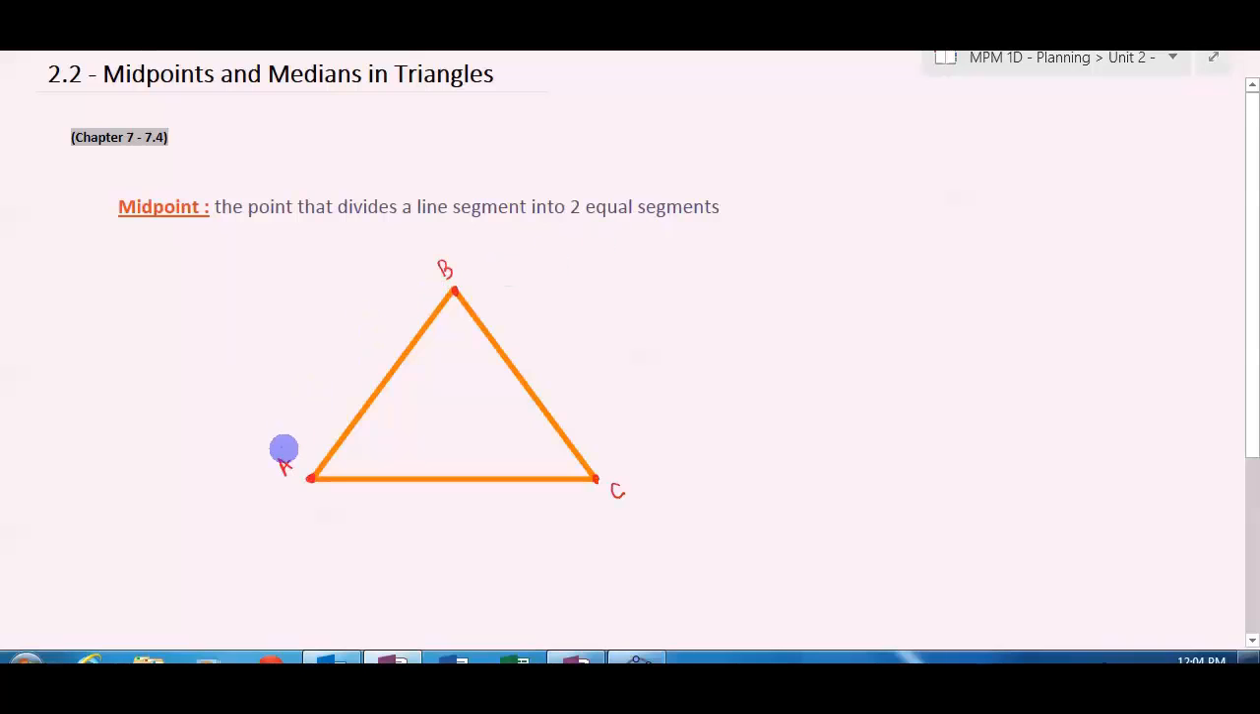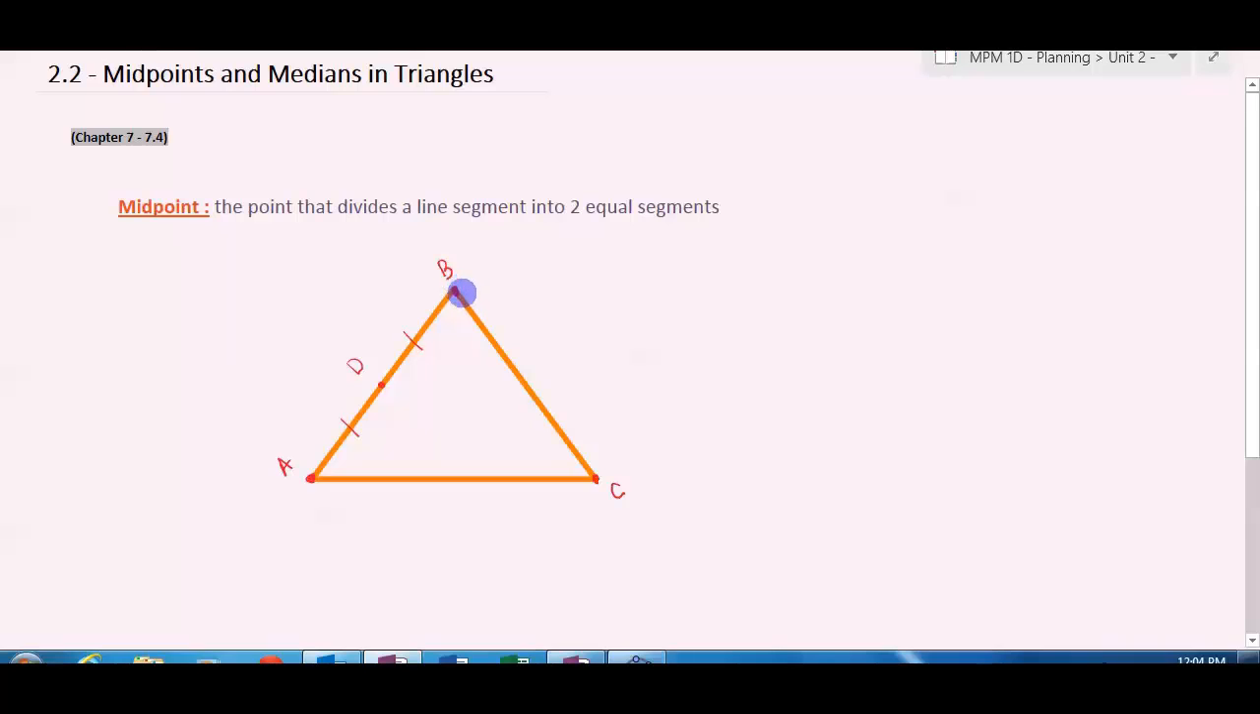So here I have a triangle ABC. If I were to find the first midpoint in the line segment AB, I'm going to have a point called D. Now, according to the definition, the distance between A and D is the same as the distance between D and B, because the midpoint divides the line segment AB into two equal segments.